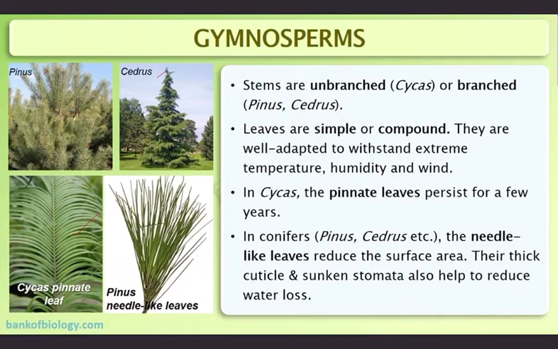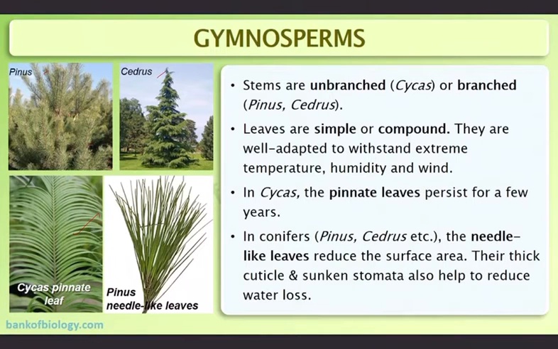In cycas, as you are seeing, there are pinnate leaves. Remember, in class 11th, before this, we studied pinnate and palmate. The pinnate leaves persist for a few years. In conifers, that is pinus and cedrus, the needle-like leaves reduce the surface area. Since it is needle shaped, naturally the surface area gets reduced. The area exposed to sunlight will be drastically reduced, so that there is not much evaporation of water or moisture from the leaf. So this is an adaptation.